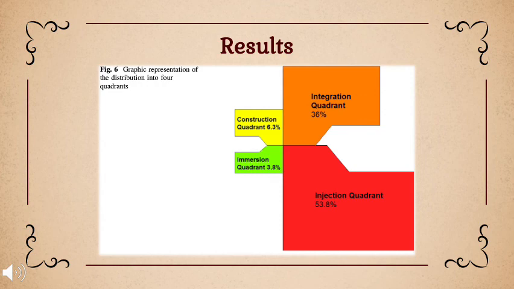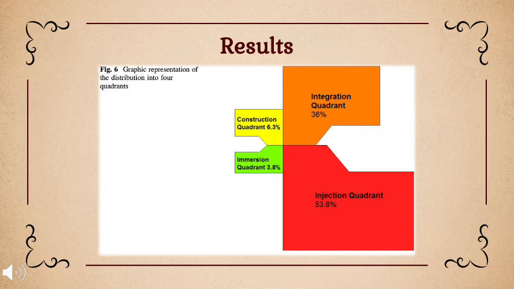The second question said, will there be integrated courses reported with a more constructivist orientation fitting that construction quadrant? So there were 13 responses, or 6.3%, that plotted in the construction quadrant. Then the third question asks, will there be integrated courses reported with a more objectivist orientation fitting the injection quadrant? And here we had 111 courses, or 53.8%, located in the injection quadrant.